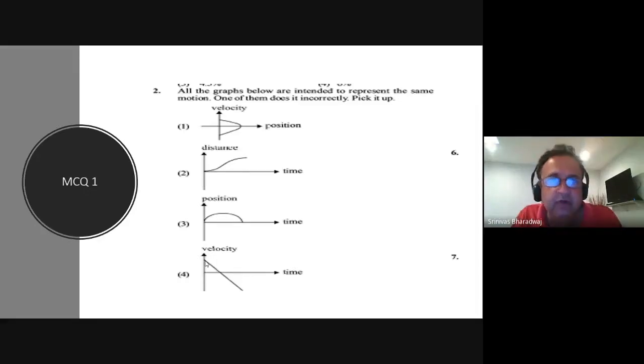If you look, because it is a velocity versus position curve, notice that it is a little tricky. Okay, so 1, 3, and 4 are all the same motion. One of them does it incorrectly. The answer is 2. So please, when you look at these graph questions, they are very tricky.